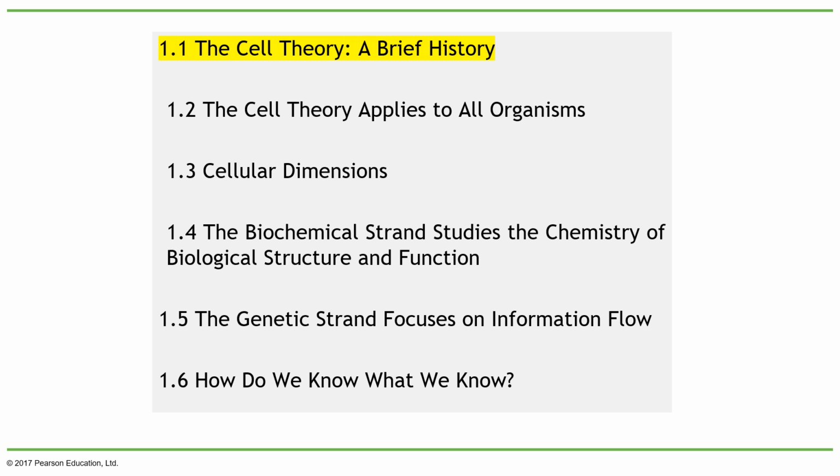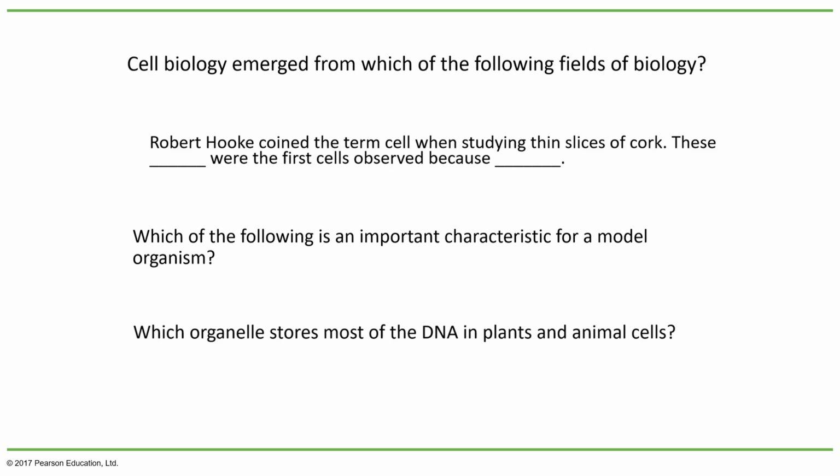So let's start talking about history, the historical approach of the cell theory. Here you can see some examples of different questions that could be in the quiz or in the test. Questions related to the emergence of cell biology and which fields are important to that. In addition, a second question related to Robert Hooke, the history of cell biology. The third question is related to what the characteristics of a model organism are. That is pretty easy, something you have maybe covered in previous courses, and we're going to review it, seeing it from a cell biology perspective.